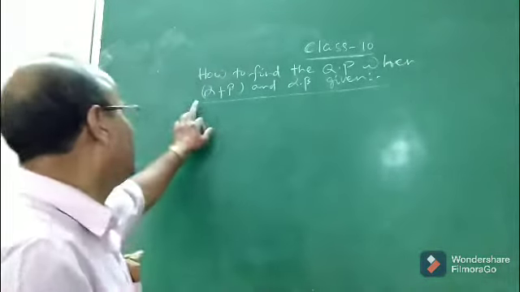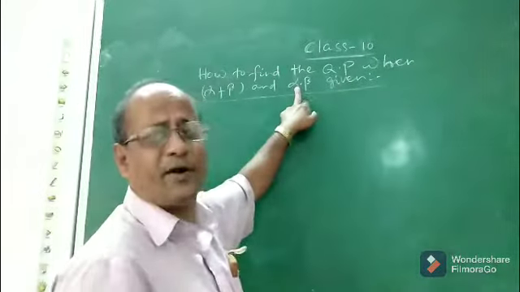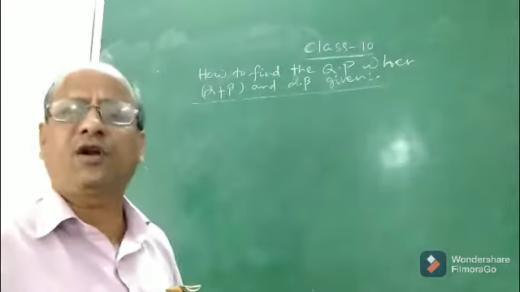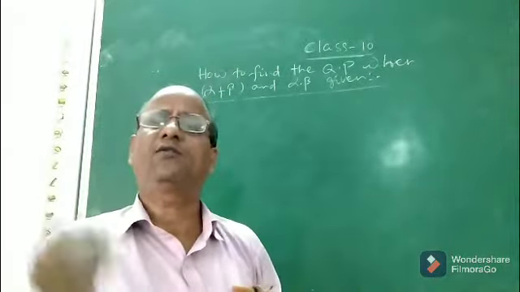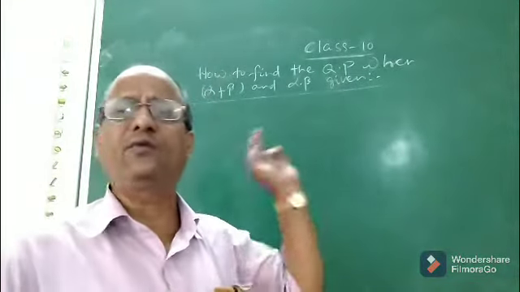Suppose you are given alpha plus beta, the sum of the zeros, and you are also given the product of the zeros, alpha into beta. These two values are given, and you do not know the quadratic polynomial. So how to find the quadratic polynomial? Let us discuss. There are two ways, children, we can do.